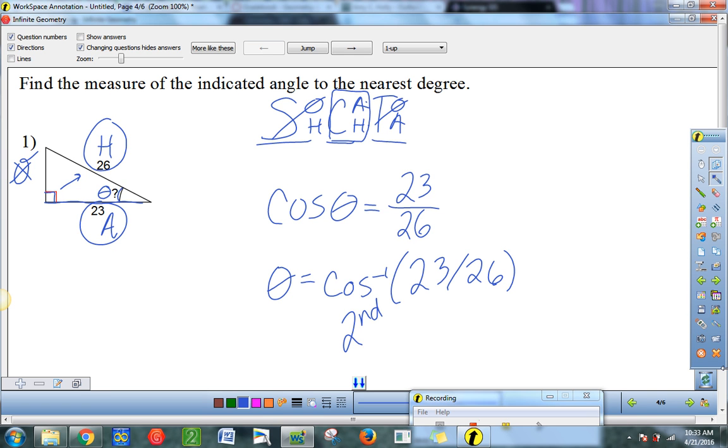Are you getting some weird crazy thing? Second cosine, and then type in the fraction. I got 27.7. Well, then yours might be really hard because you got 48. Perfect. Hit the mode button. Make sure degrees was highlighted instead of radians.